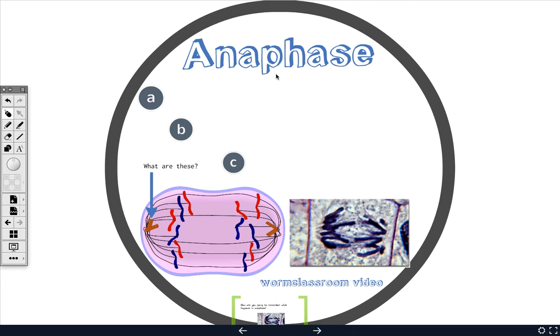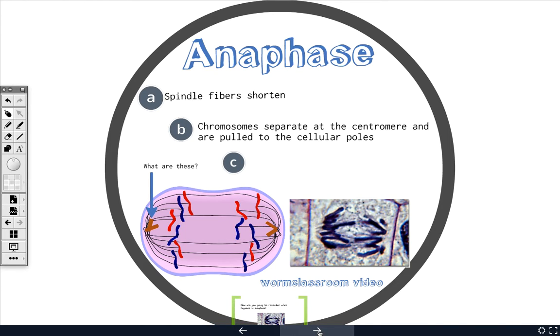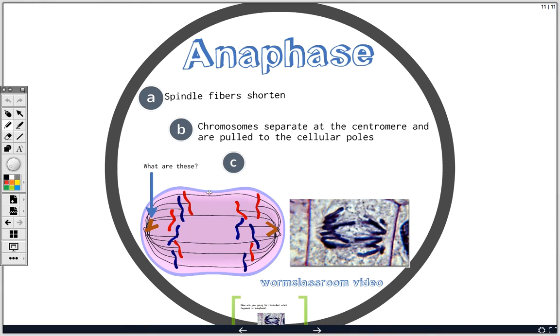PMAT, after M is A, and that's called anaphase. Three things are happening during this time. One of those is that the spindle fibers begin to shorten, which means that they start pulling on these chromosomes. Another thing is that those chromosomes actually begin getting split in half at the centromere and are pulled to the opposite side. So these chromosomes were sitting as X's in the middle, and then they got split in half and are pulled to the opposite sides.